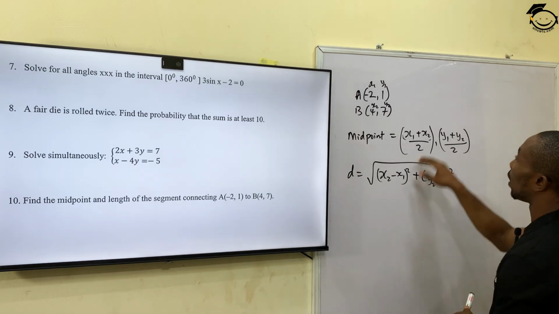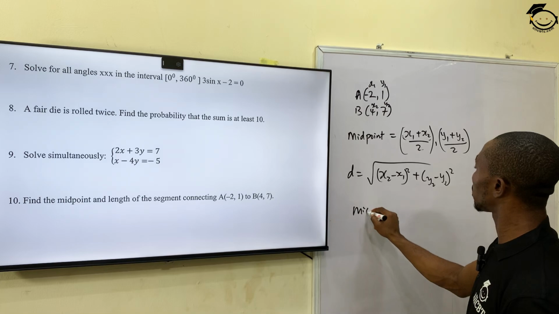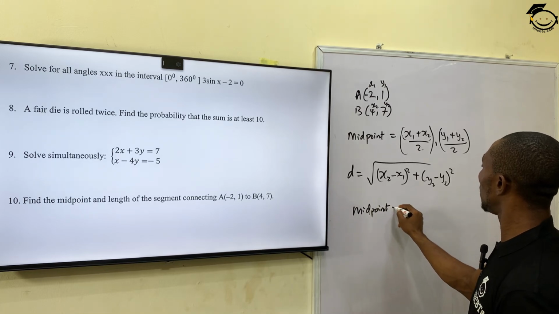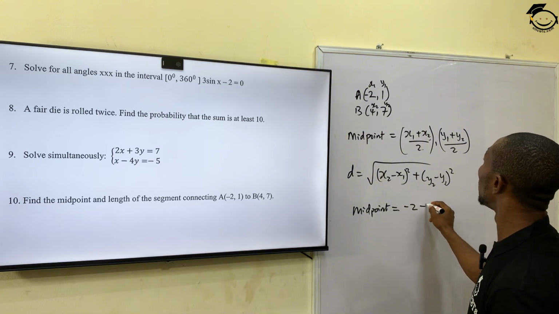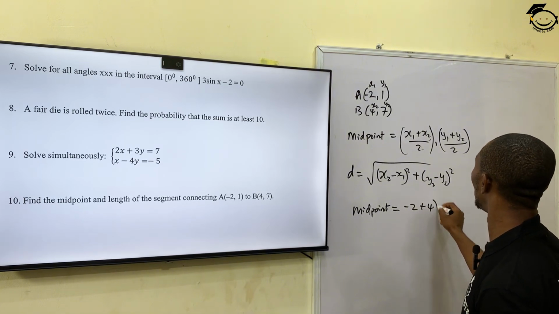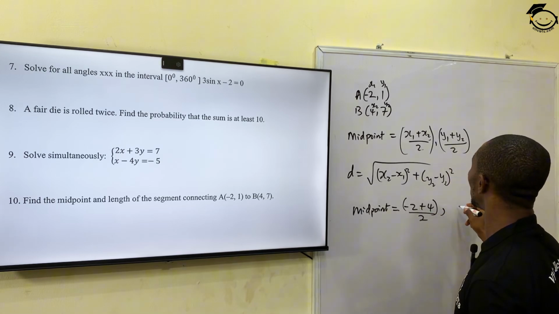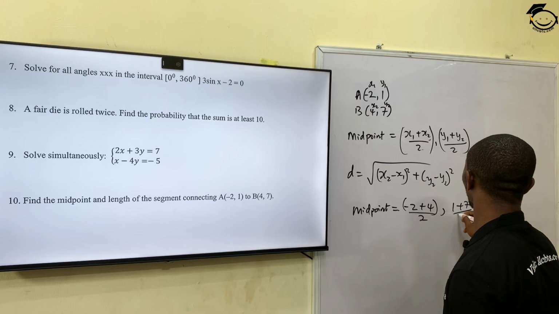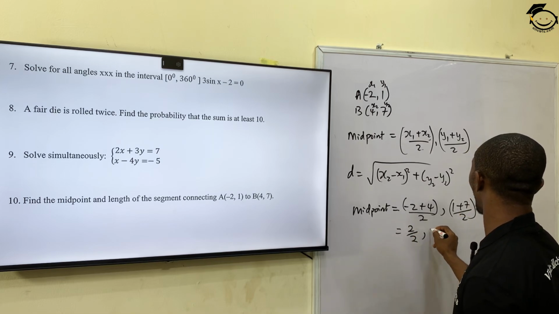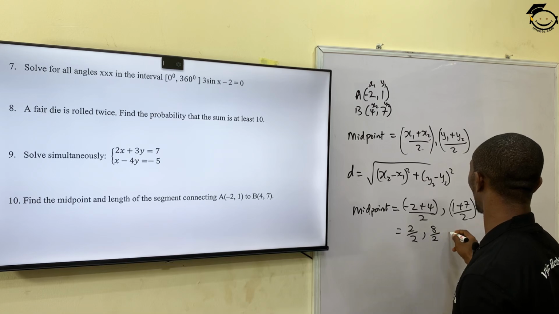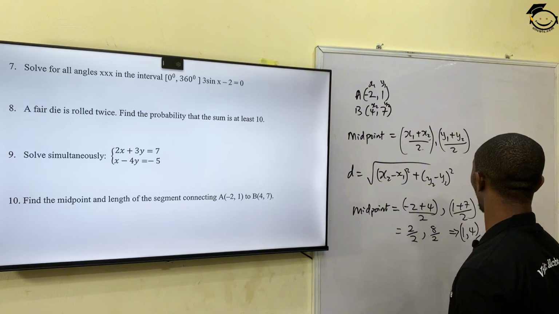Now applying this for our midpoint, midpoint equals x1 is minus 2 plus 4 divided by 2 and y1 is 1 plus 7 divided by 2. So this will give us 2 over 2 and 8 over 2. So our midpoint would be 1 and 4.